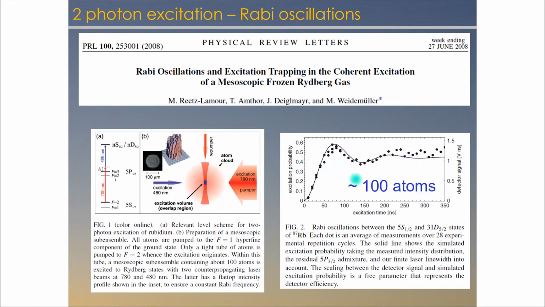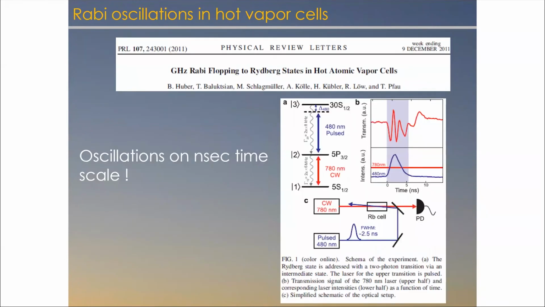They showed they were able to improve on this by structuring the beam to have a more uniform spatial profile. You get better coherence. You can also just go very fast. So here's some work from Tilman Pfau's group where they did Rabi flopping at gigahertz rates using pulsed lasers, and not super coherent, but they saw some oscillations in the Rydberg excitation.